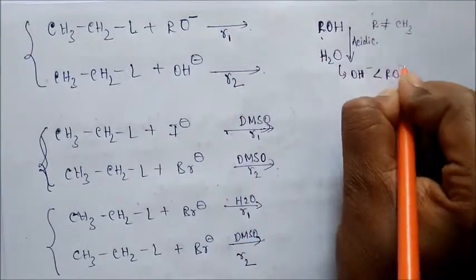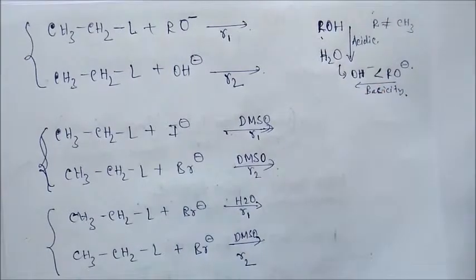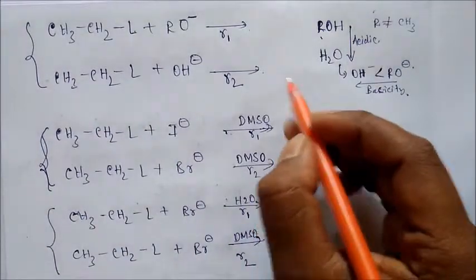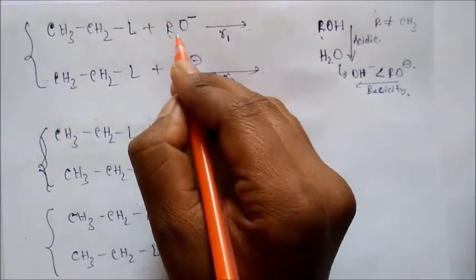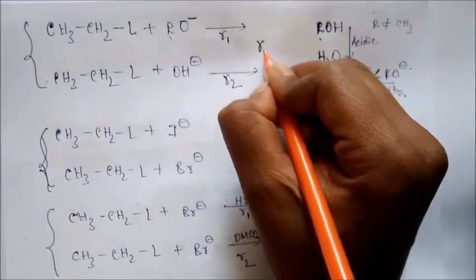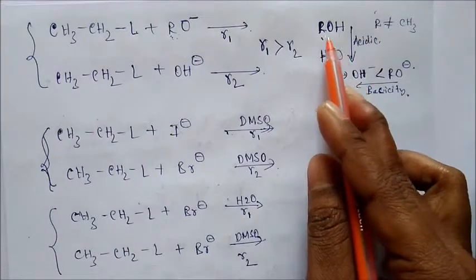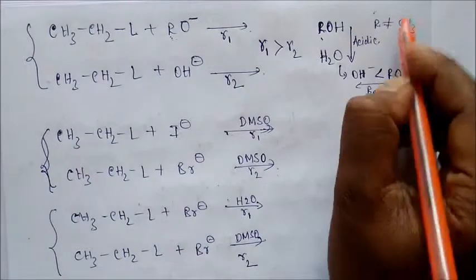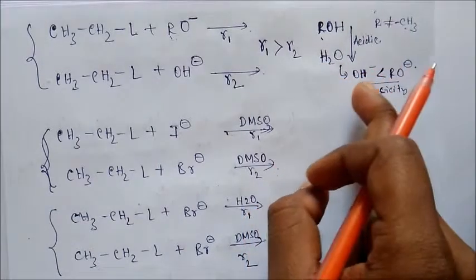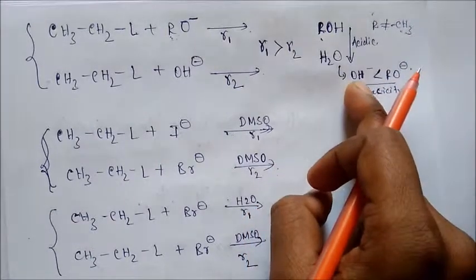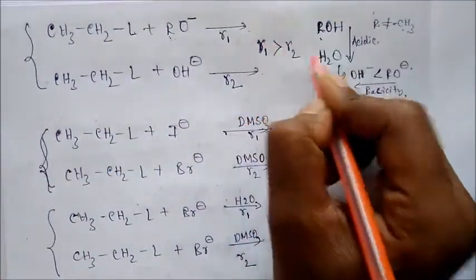So RO minus has the higher basicity. The reaction rate would be higher for the strongest base, so RO minus is the strongest base. So the reaction rate of 1 will be greater than the reaction rate of 2. Let me say it again. The acidity of H2O is greater than that of every alcohol except methanol. So the conjugate base of the stronger acid will be the weaker base. So OH minus is weaker than RO minus, this has higher basicity, so the reaction rate will be greater for R1.